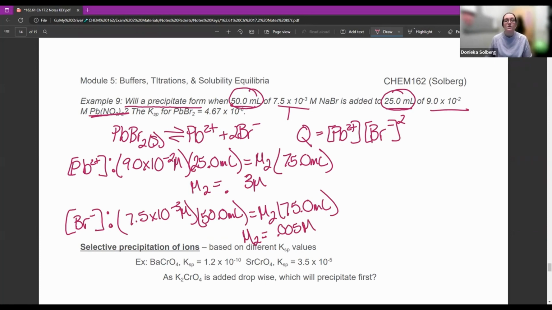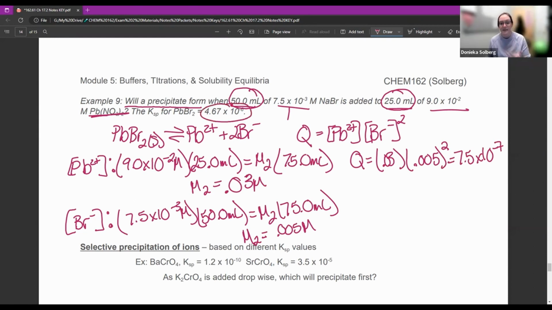Okay, so again, don't forget the dilution. So Q is going to be 0.03 times 0.005 squared. Oh, actually, that's 0.03. That disappeared. So Q in this case is 7.5 times 10 to the negative 7. Okay, so we're going to compare this value to this value. Well, this is bigger, 10 to the negative 6 is bigger. So Q is less than K, so there will be no precipitate. Okay, so adding them together, check your Q versus your K.